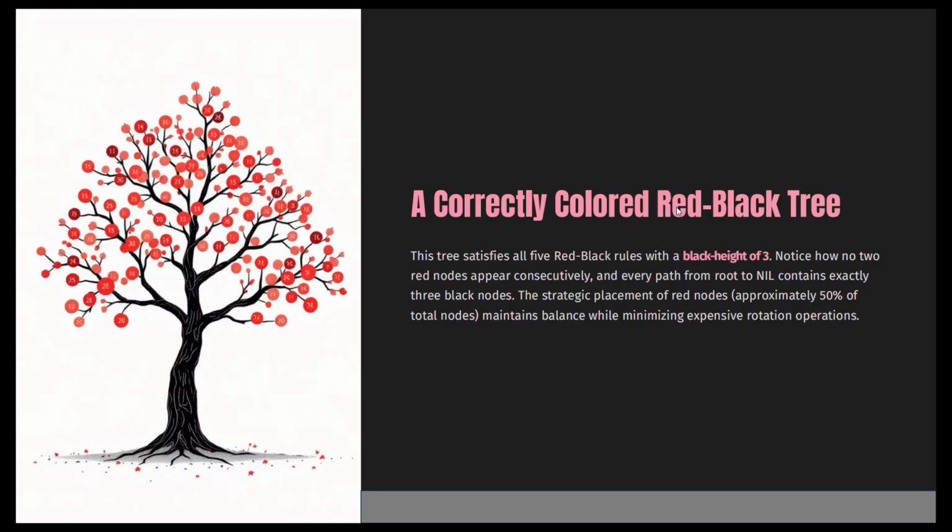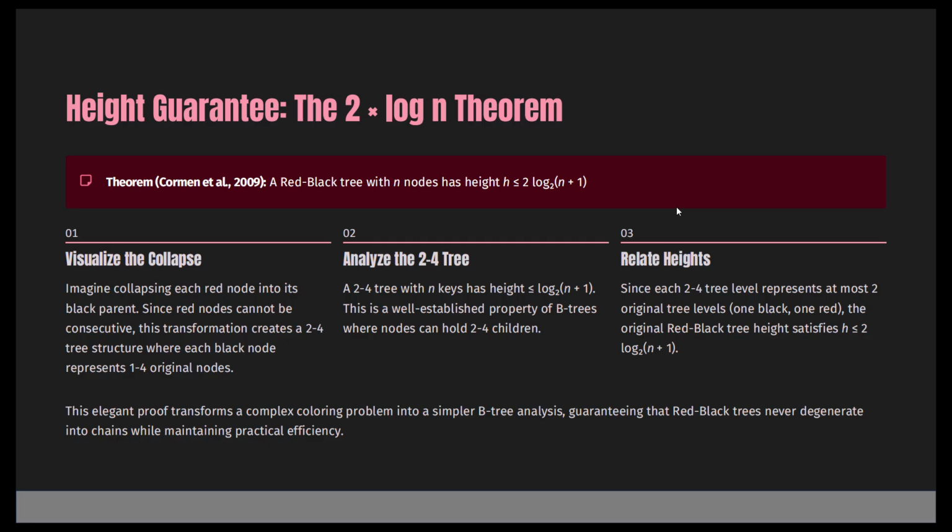Correct red-black trees. This diagram shows an example of a correctly colored red-black tree. The tree satisfies all 5 red-black rules. The black height of the tree is 3. This means every path from the root to a nil leaf contains exactly 3 black nodes. You can also notice that no two red nodes are next to each other. Red nodes are placed strategically in the tree. Usually around half of the nodes are red. This helps maintain balance while reducing the number of expensive rotations required.